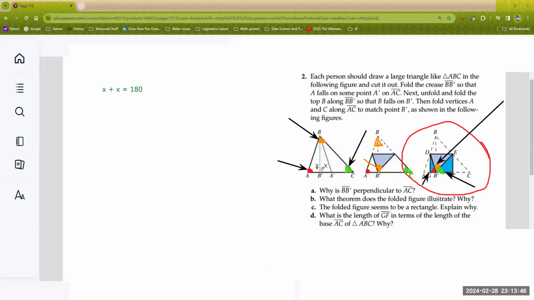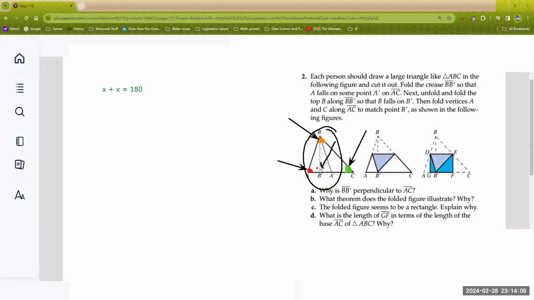Now it says the theorem shows that this is a rectangle. And so if you look at this end result over here, yeah, that is going to be a rectangle. So when it says explain why, go back and think about how you did the folds. Think about what we explained for this first fold. When we fold it over, what kind of an angle do I get down here? And so you have angles that are congruent and supplementary.